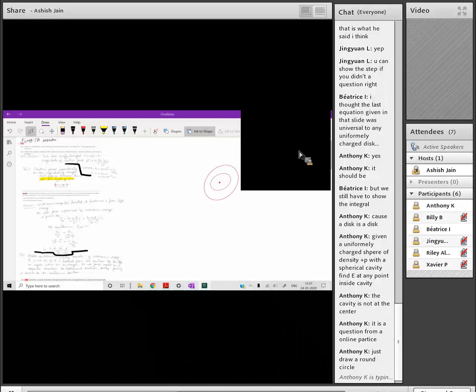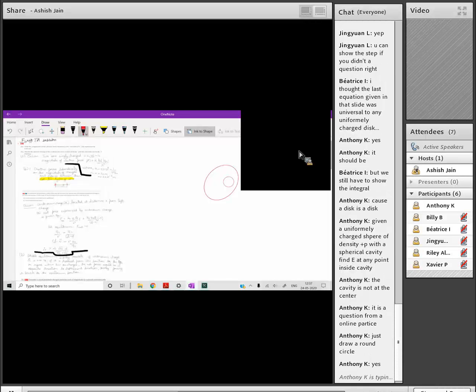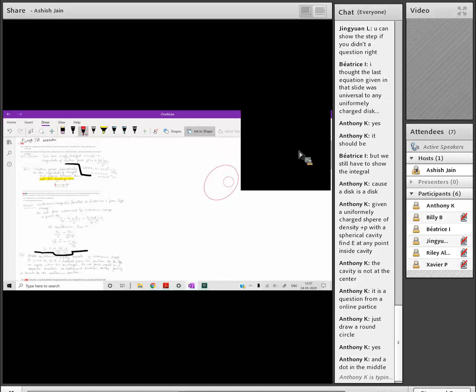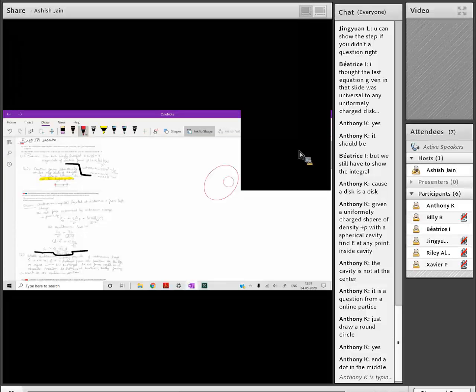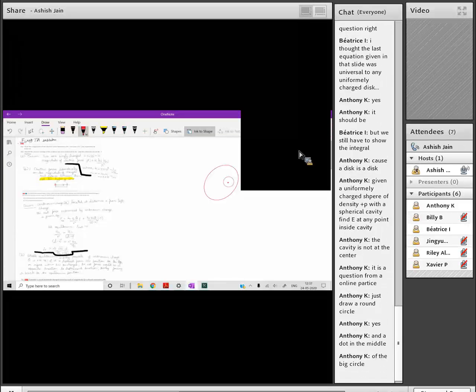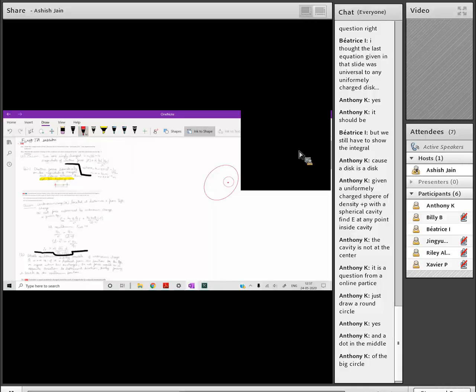Just draw a round circle like this, and a dot in the middle. And that dot represents what? A dot in the middle of a big circle. And that dot represents what?